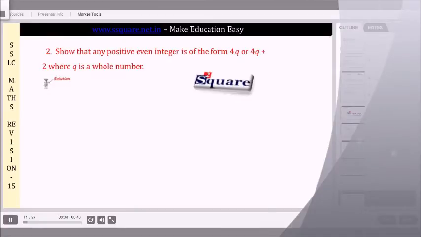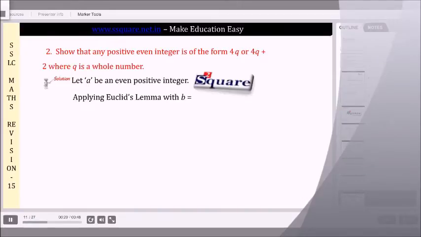Next problem. Show that any positive even integer is of the form 4q or 4q plus 2, where q is a whole number. So let a be an even positive integer. Applying Euclid's lemma, if b is equal to 4, so a is equal to 4 into q plus r. r can take the value 0, 1, 2 or 3.